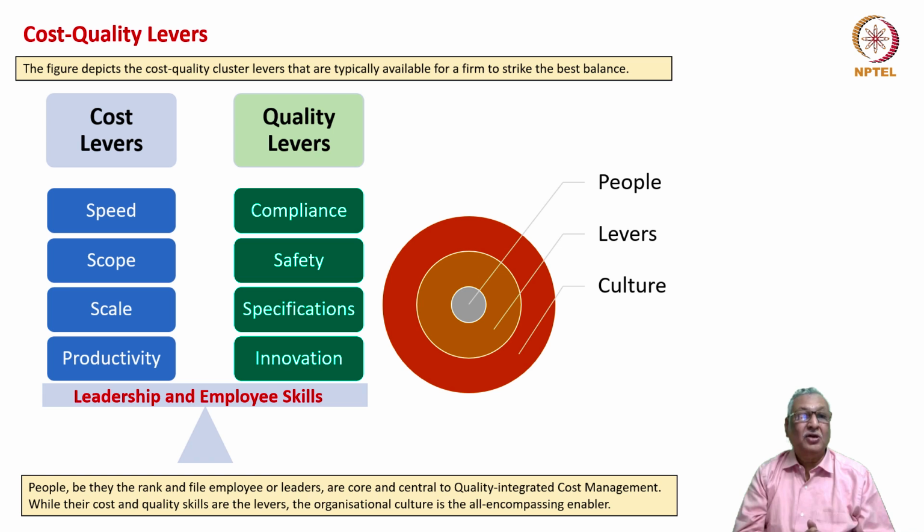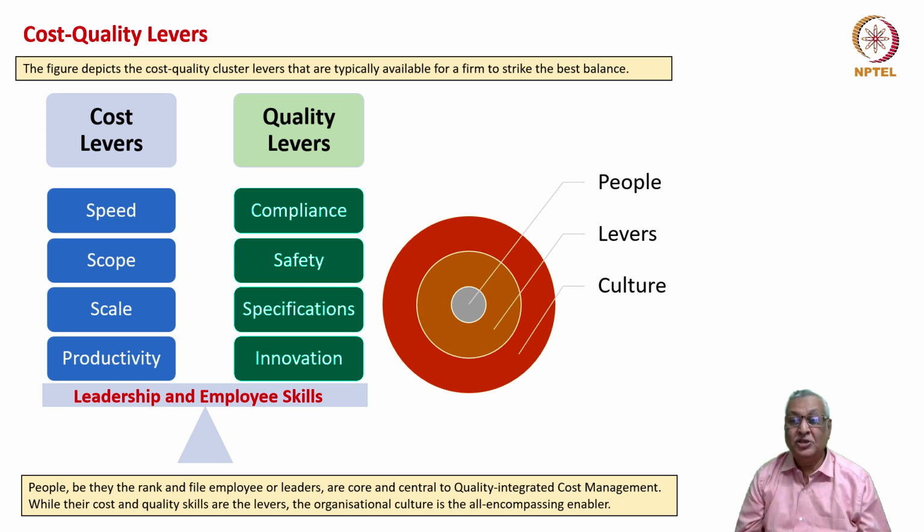Let's summarize the cost and quality levers that are typically available for a firm to strike the best balance. The cost levers are speed, scope, scale, productivity. Quality levers are compliance, safety, specifications, innovation. And what integrates these two? Leadership and employee skills. People are at the core of delivering the right cost quality balance. The levers are the ones which I have mentioned, the 8 levers.